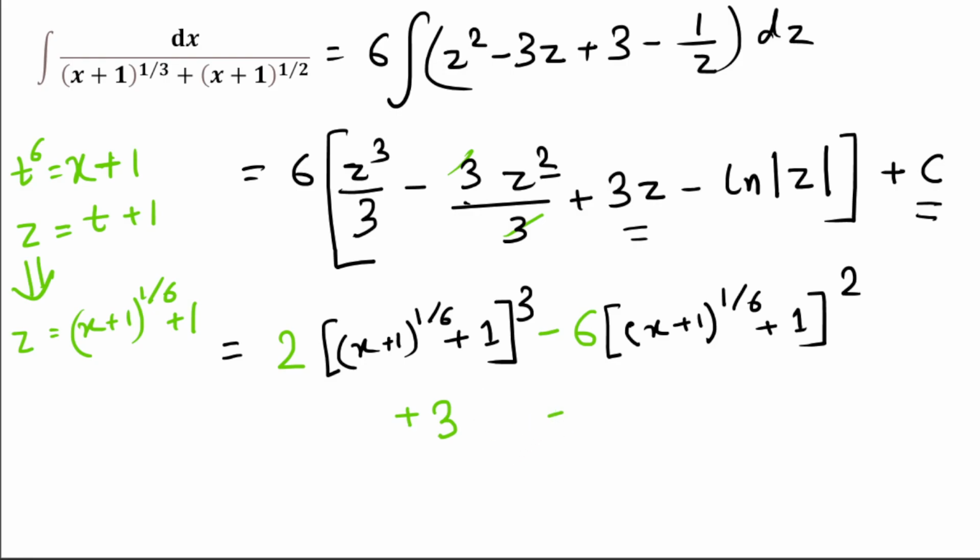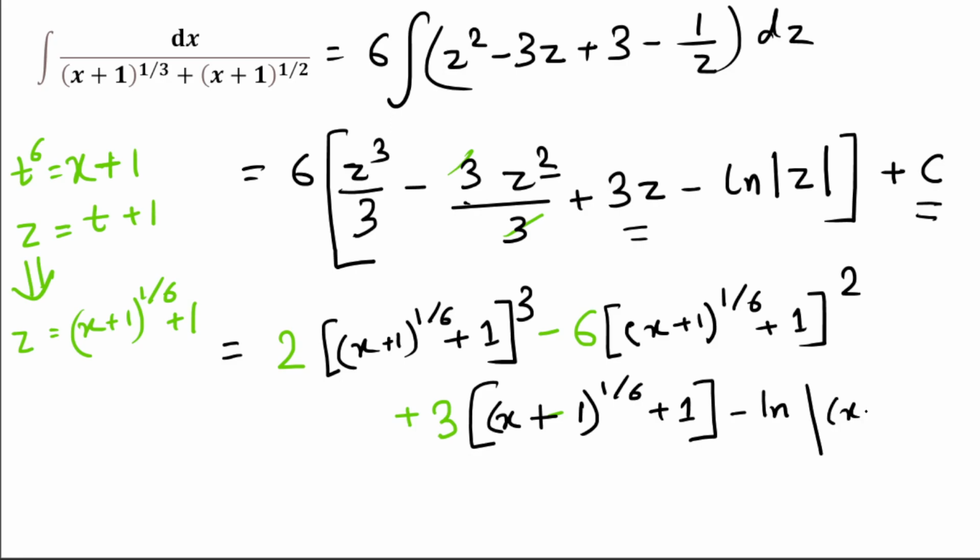So this thing is x plus 1 to the power 1 by 6 plus 1. Okay, now you have this, and minus ln of simply z, so that would be x plus 1 to the power 1 by 6 plus 1. Now you have that with you, plus c, of course.